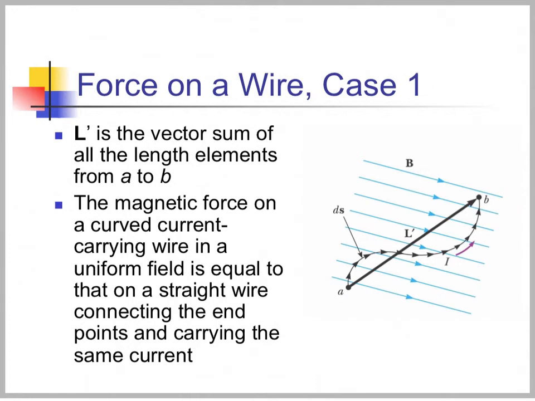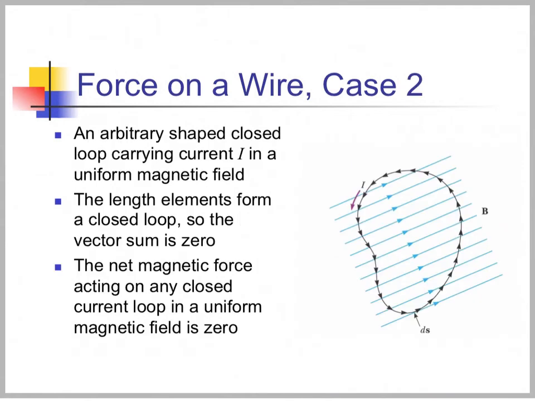Well, let's look at several different cases. What if I have here this wire that's curved like this? L prime is going to be the vector sum of all these little ds's as we add them up. The magnetic force on the curved current-carrying wire in a uniform field is equal to that of a straight wire connecting the endpoints and carrying the same current.